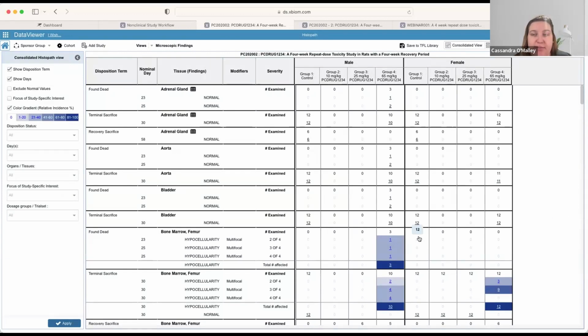For the MI domain, findings are going to be organized by the tissue, the finding itself, the disposition term and day over to the left, and on the right-hand side, they're separated by severity and sex. This view is labeled as the consolidated view and can rebuild the same tables that are presented in the report so that you can QC your SEND dataset against your report.